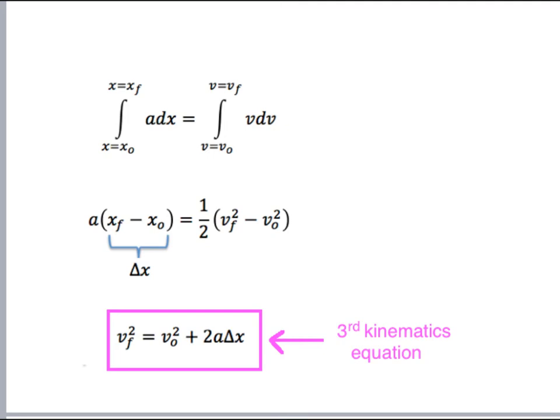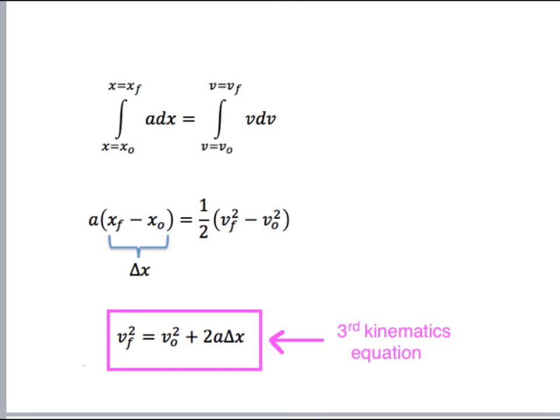And so I've got the left-hand side of the equation, a dx. Well, I know that I'm starting at some initial position, which I'm going to call x naught, and I'm ending up at some final position, which I call xf, and those are the limits of my integral. And then my v, I'm starting at some initial velocity. I know I'm accelerating, my velocity is changing, and so I'm going to end up at some final velocity, and so those are going to be the limits of integration.